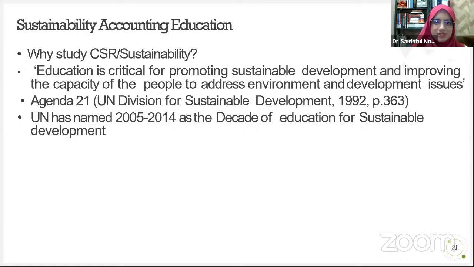So why do we need to study CSR or sustainability? Education is critical for promoting sustainable development and improving the capacity of people to address environment and development issues. If you don't educate people about sustainability issues and impacts, then we can't do anything about it. Whatever catastrophes are happening right now will only get worse because people don't know about it. The United Nations named 2005 to 2014, and I think we could stretch that until now, the decade of education for sustainable development. So we're sitting in the decade where we have to educate our generations and our researchers about sustainable development.